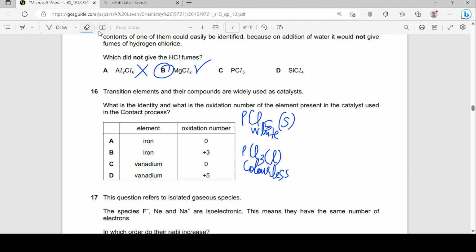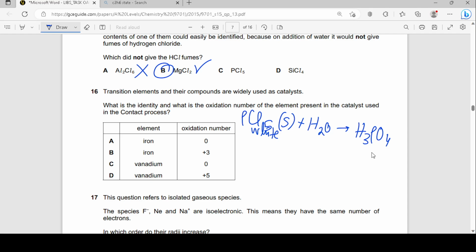But anyways, they're asking about PCl5, right? So PCl5's reaction with water would give you H3PO4, phosphoric acid, and HCl. Okay, and there are five HCl, and then 5, 6, 7, 8. So 8 H atoms means I can balance this using 4 H2O. Is it a balanced equation? 4 oxygen, 4. Yeah, it's balanced. Okay. So this is one plausible reaction, where you get HCl gas.